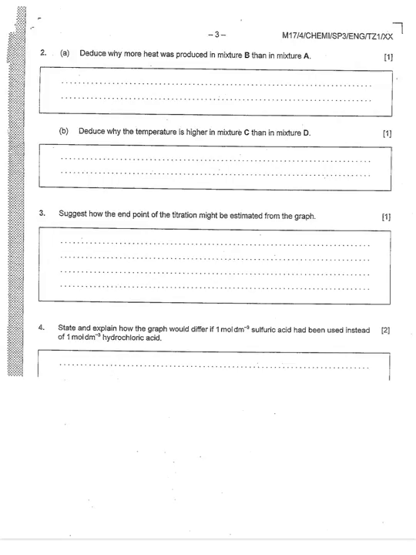Number 2, deduce why more heat was produced in mixture B than in mixture A. I think this is a little confusing because it sounds like it's a different mixture, and technically it is because you've added more HCl to it, but it's the same reaction vessel. So the idea that there's more heat released at point B than at point A means more HCl has neutralized more NaOH, which is an exothermic reaction.